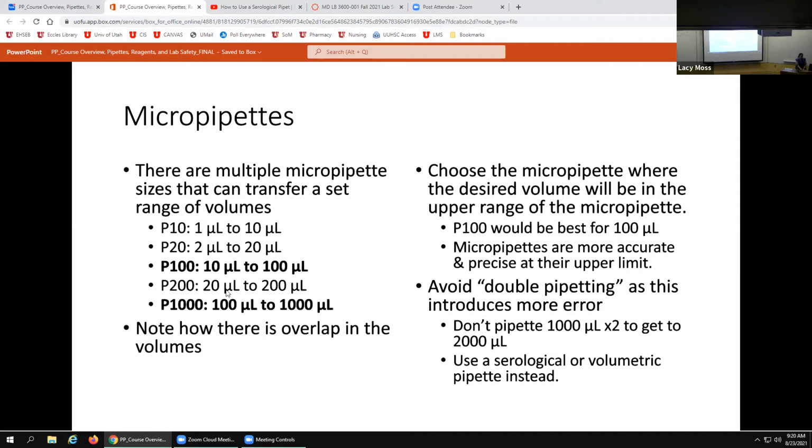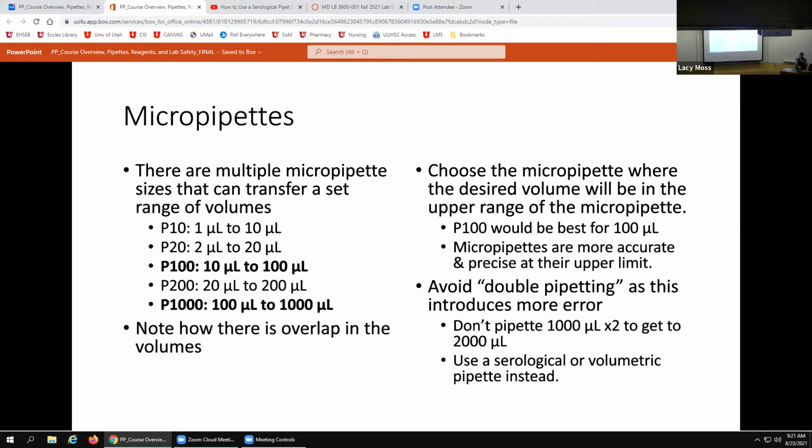One thing is these can both deliver 100 microliters, but you would choose the P100 because the P100 is way more accurate to deliver 100 microliters than the P1000 is, because the higher you are up in the range of that pipette, the more accurate and precise it is for that volume. So you always want to choose the pipette that volume is going to be in its upper range. You don't want to choose the P100 to do 10 if you have a P20. You always want to be at the upper range of the pipette because it's more precise and accurate.